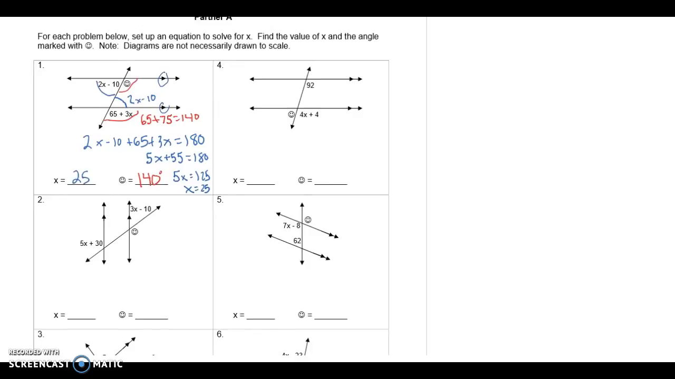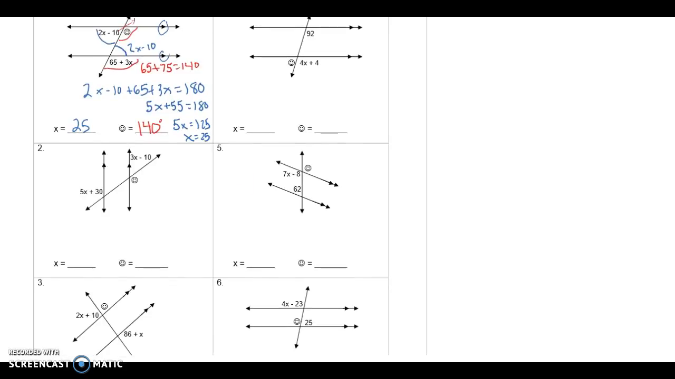All right, so again, I just used the fact we had alternate interior. If you wanted to, you could use the vertical angles here to get this measurement and then use alternate exterior angles or supplementary. That's a possibility as well. Let's pick out a good one here. Let's do number 5, 7x minus 8 and the 62.